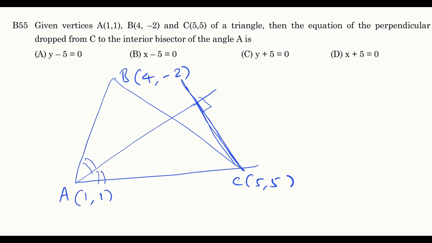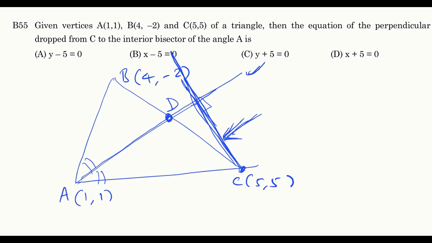Now we already have this point on this line. So if I know the slope of this line, then I can find its equation. So all that I need is its slope. Let me call this the angle bisector slope. Now to find the slope of this one, I'm going to find one more point here. Namely, I'm going to find this point D here.